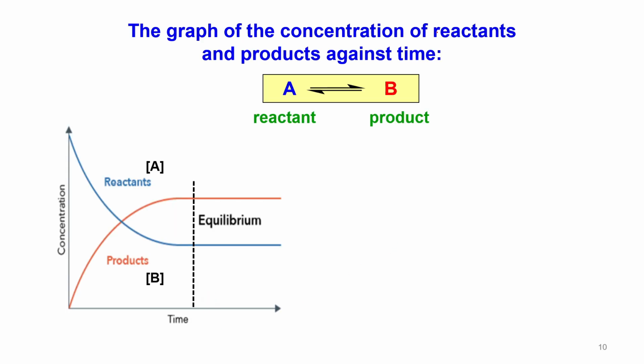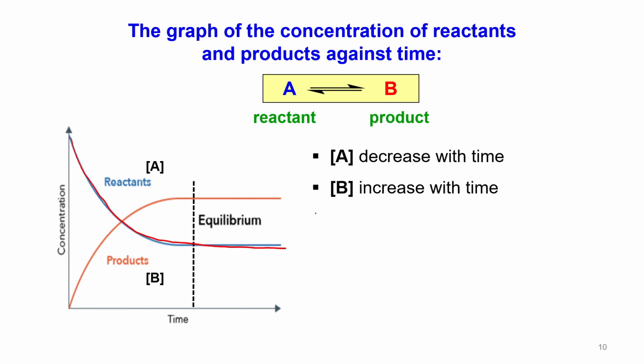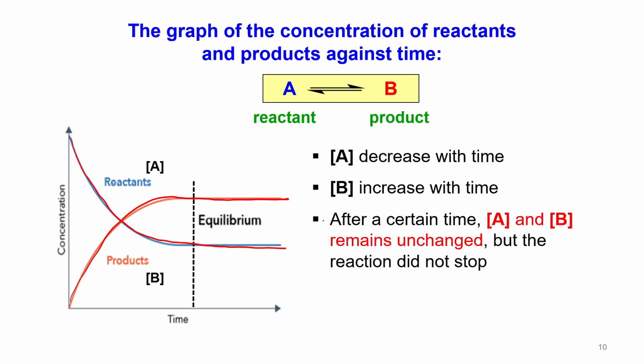So the graph of concentration of reactant and product against time. Reactant A produces B, and B produces A. The concentration of A will decrease with time, and the concentration of B will increase with time, meningkat terhadap masa. After a certain time, concentrations of A and B remain unchanged. So at this time T, the concentration does not change, but the reaction does not stop, it just keeps going. But there is no increase or decrease in the concentration of reactant and product.